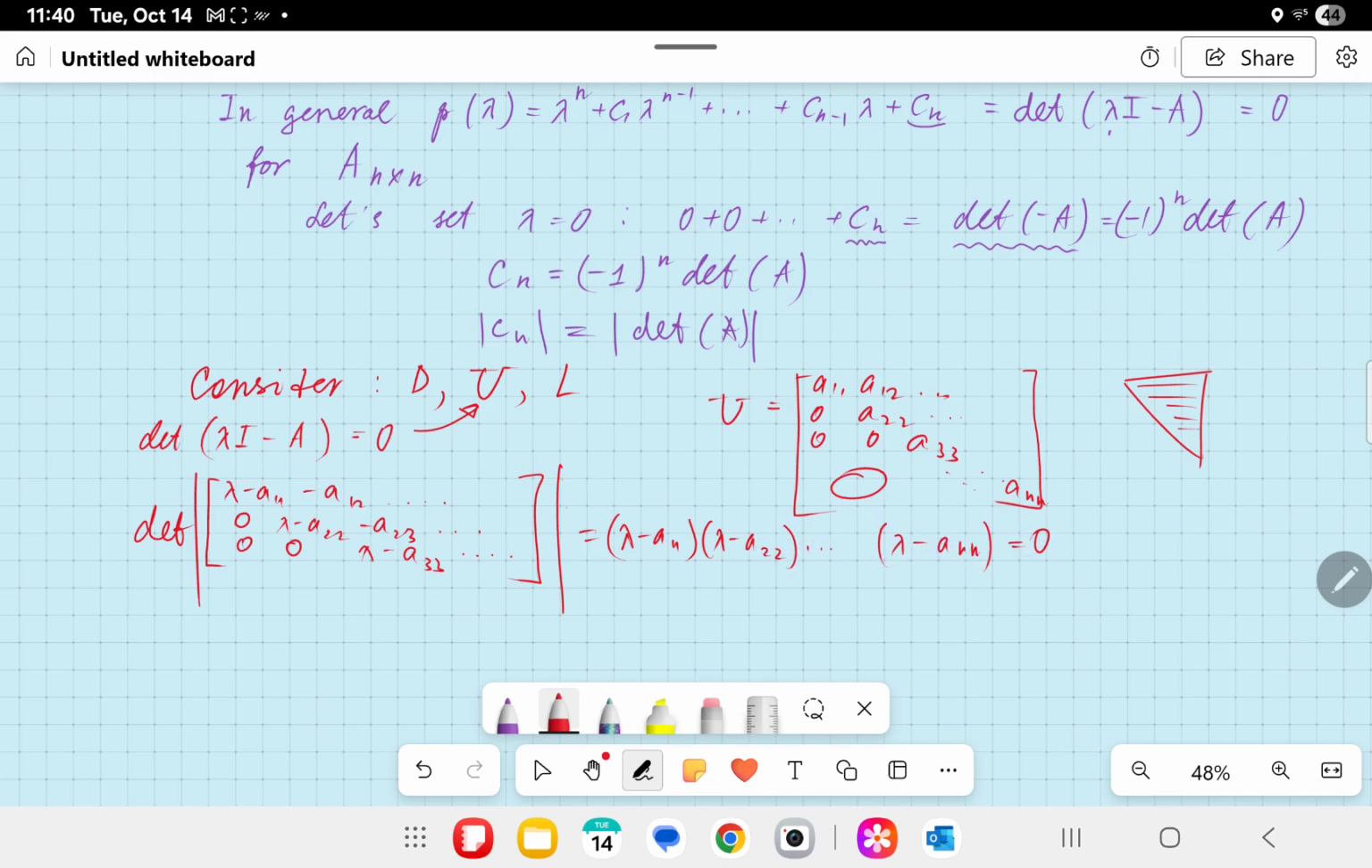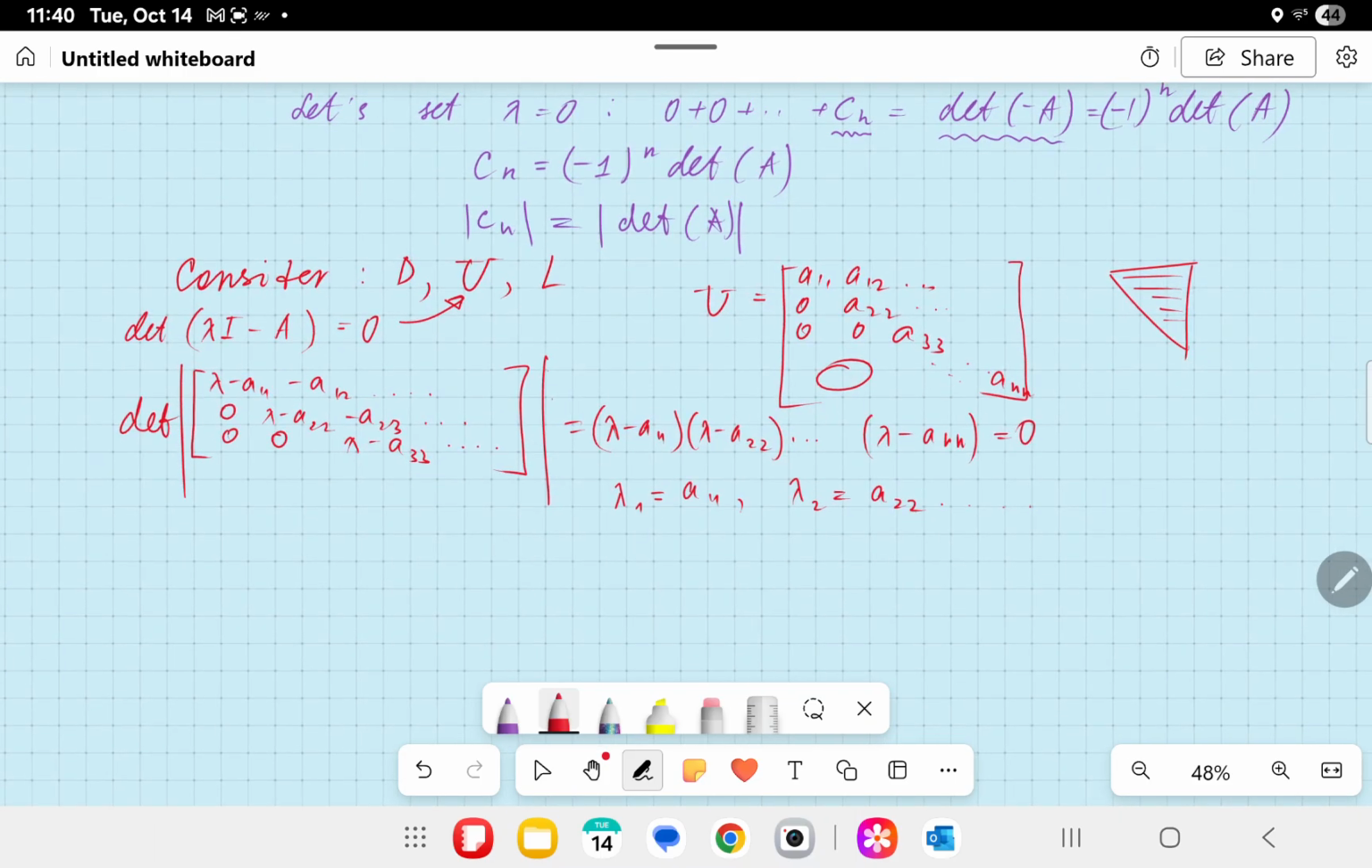So actually, when you set it equal to 0, you are going to get a very, very simple equation, which is going to consist of only a product of parentheses, and you can solve this equation right away. You can say that the first lambda is A11 and the second lambda is A22 and so on. So basically, guys, for an upper triangular matrix, lambdas are just diagonal elements.